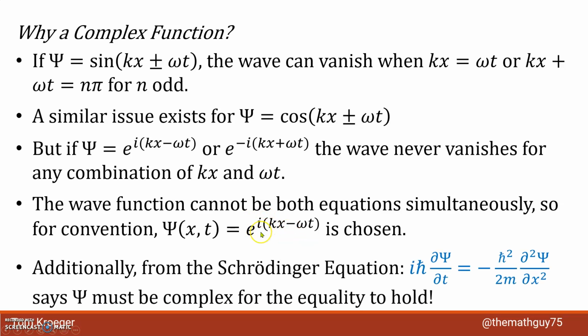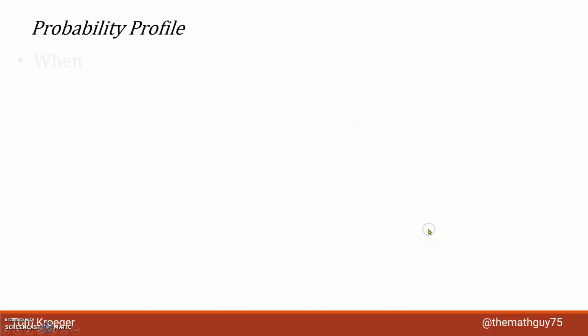Notice that there's that lovely exponential with an i that we're all familiar with now. Additionally, if you come from the aspect of the Schrodinger equation, psi must be complex for this equality to hold. If psi was a real function as opposed to a complex function, then the right side would be real, and this i here, the complex i, wouldn't work with the right side. So to make this work, it has to be a complex function. Otherwise, the Schrodinger equation itself would just not work. So it's almost forced to be, if you look at it from that perspective.